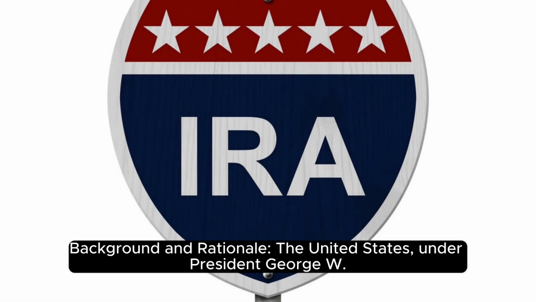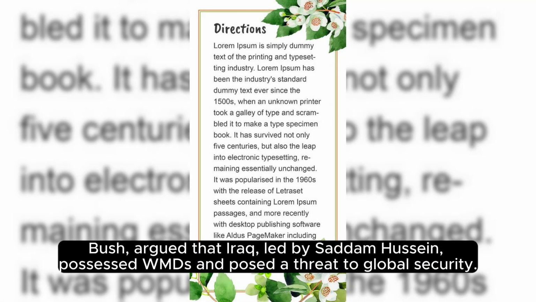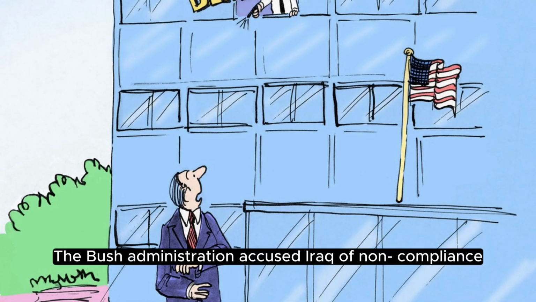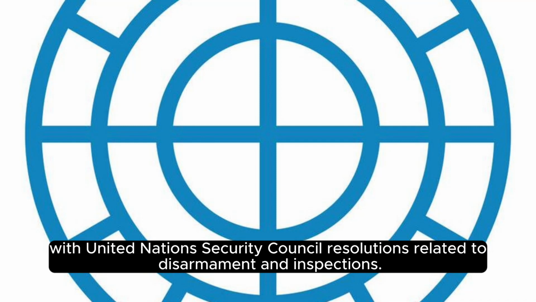1. Background and rationale. The United States, under President George W. Bush, argued that Iraq, led by Saddam Hussein, possessed WMDs and posed a threat to global security. The Bush administration accused Iraq of non-compliance with United Nations Security Council resolutions related to disarmament and inspections.